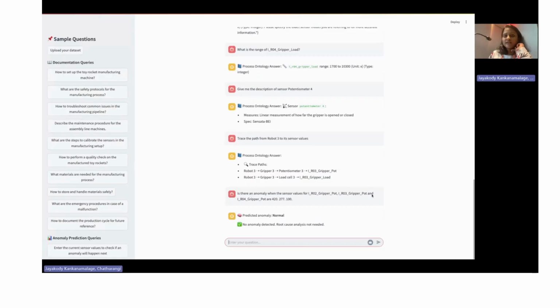Yeah, so this is a state where we can find there is no anomaly in these particular values. And if there is no anomaly, then we don't call the causal agent to do root cause analysis, and it can understand that no further analysis is needed and gives the response accordingly.